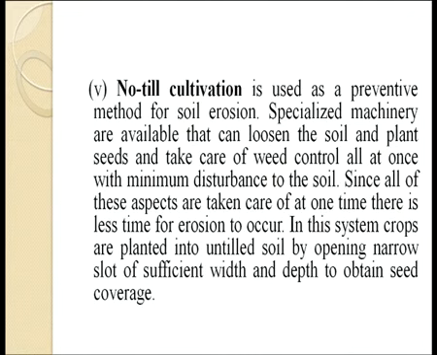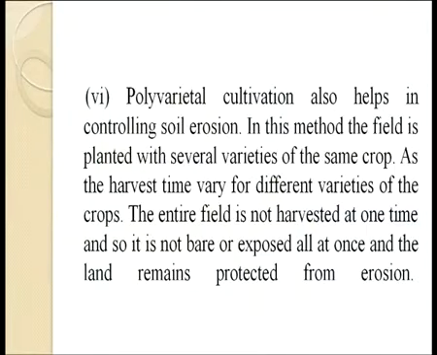Since all of these aspects are taken care of at one time, there is less time for erosion to occur. In this system, crops are planted into untilled soil by opening a narrow slot of sufficient width and depth to obtain seed coverage. Polyvarietal cultivation also helps in controlling soil erosion. In this method, the field is planted with several varieties of the same crop. As the harvest time varies for different varieties of the crop, the entire field is not harvested at one time, and so it is not bare or exposed at all. Thus, the land remains protected from erosion.